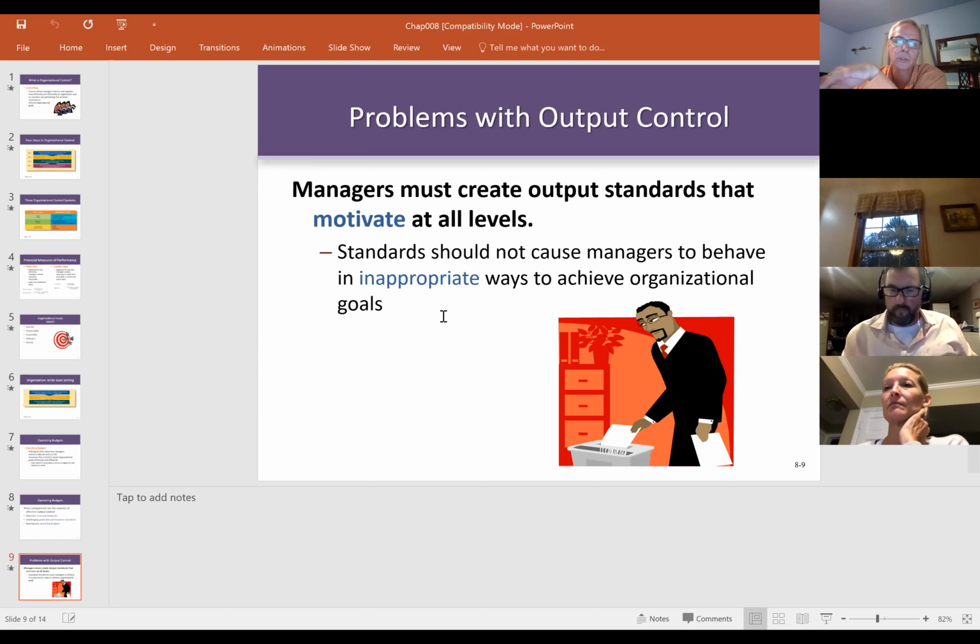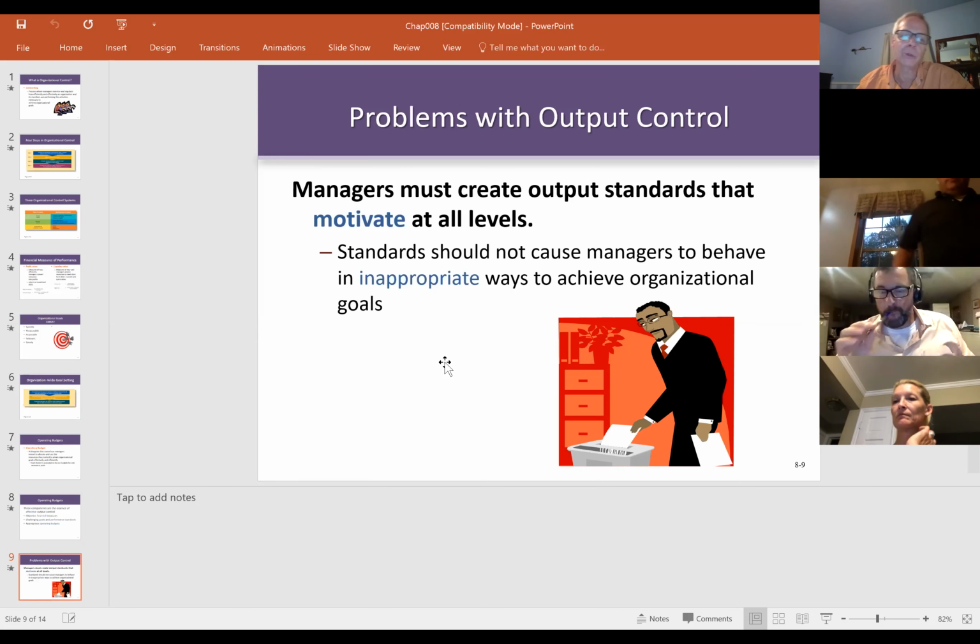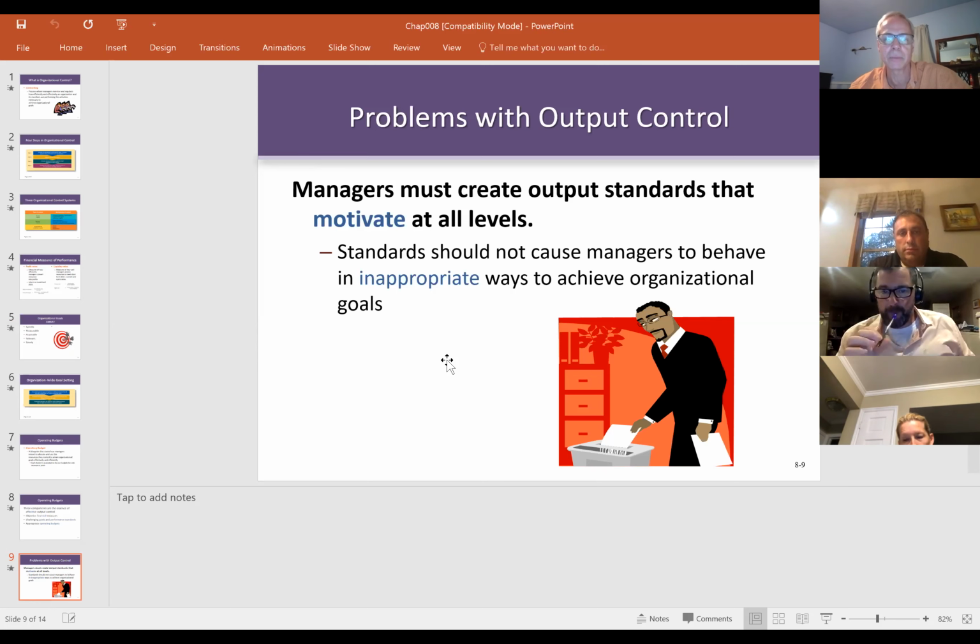Problem with output controls, I mentioned, these are the ones that deal with just numbers. Managers must create output standards that motivate at all levels. And sometimes we can motivate people to operate in inappropriate behaviors, right? Some of the financial scandals of 2007, 2008 were blamed on people being monitored too rigorously on their output, so they cut a lot of corners. I don't really buy into that, but that was some of the blame associated with that.